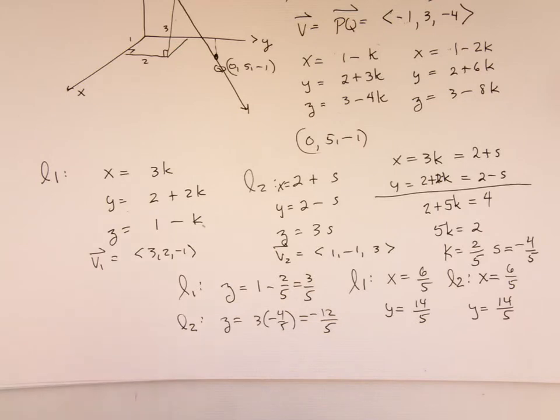But if one z was 3/5 and the other negative 12/5, that difference is 3. Take 3 minus the negative 12. That tells me these two lines are 3 units apart at that point, where the x's and y's are the same, which is the distance between those two skew lines. How do you measure the distance between skew lines? It's precisely at that point where the x's and y's are the same.